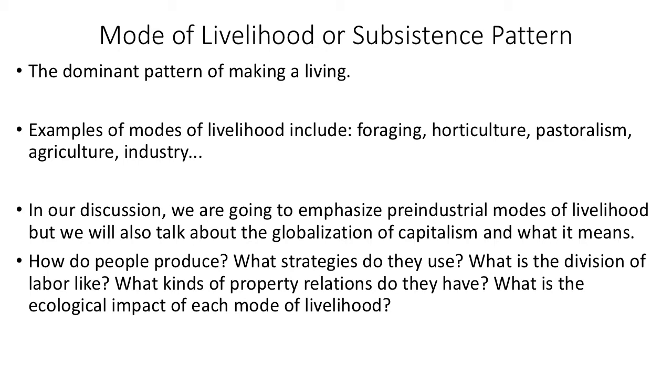So, how do people produce? They forage, they farm, use horticulture, pastoralism, or agriculture. What kind of strategies do they use? Well, if you look on your chart, we have words that describe two basic kinds of strategies. One is called an extensive strategy, and the other is called an intensive strategy.